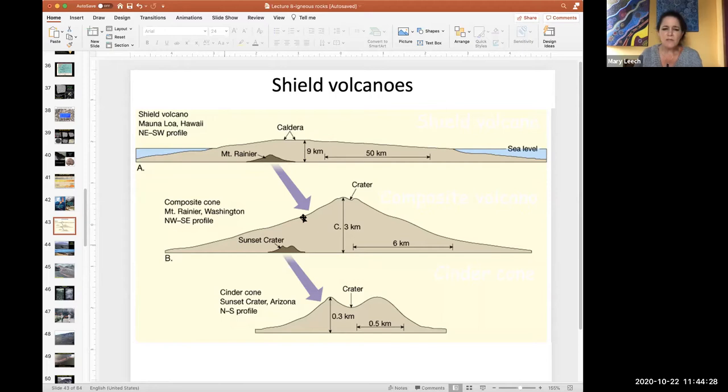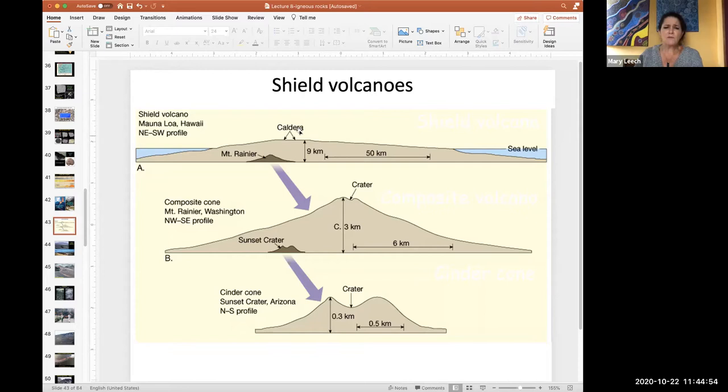These are the explosive kind. They're a lot smaller than a shield volcano, even though we think of them as big, tall mountains with these pointy peaks, usually snow-covered peaks too. Look at the size. This is like a Mount Rainier or Mount St. Helens or Mount Fuji in relation to a Mauna Kea on Hawaii. It's much smaller.